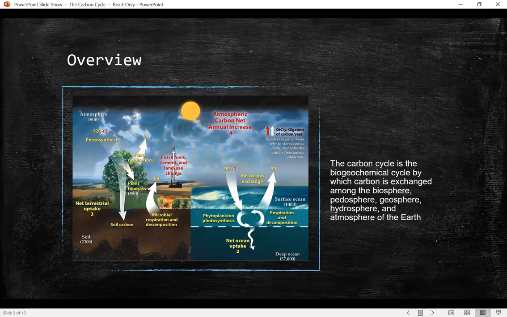What is the definition of carbon cycle? The carbon cycle is the biochemical cycle by which carbon is exchanged among the biosphere, pedosphere, geosphere, hydrosphere, and atmosphere of the Earth.